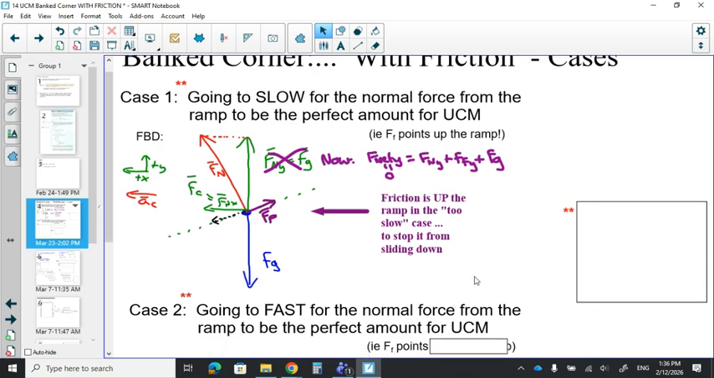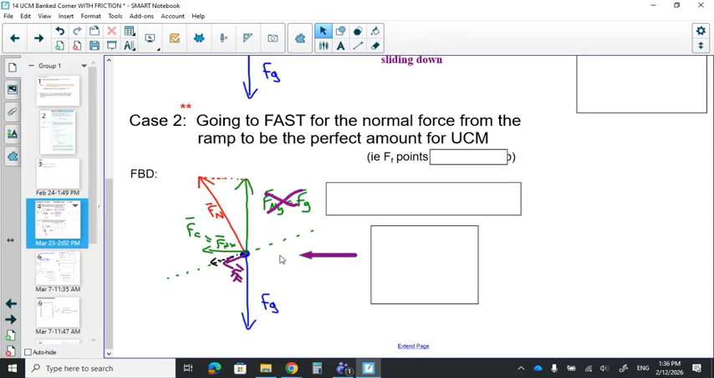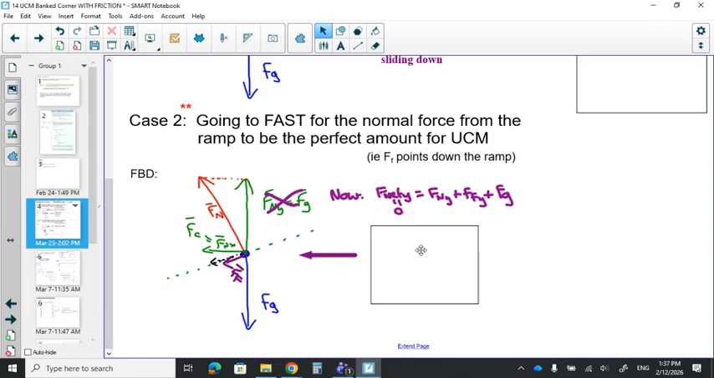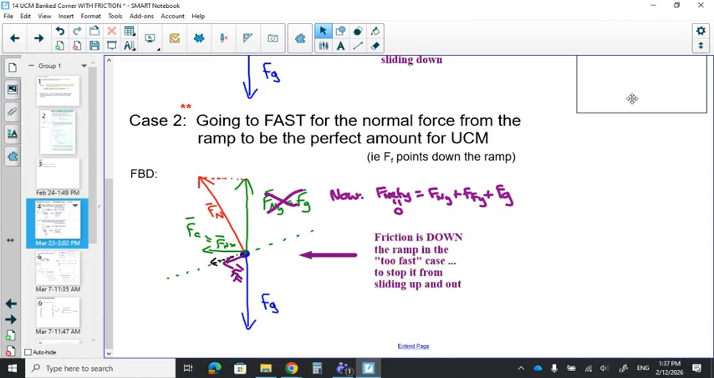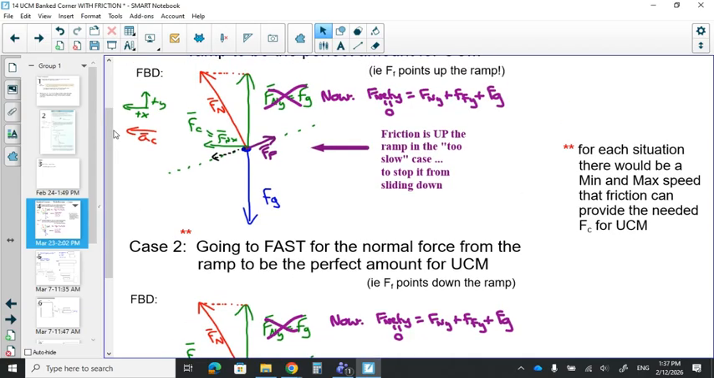In the too fast case, basically all the same stuff, except the friction is going to be going the other way. Okay? So the friction is going to be pointing down the ramp, trying to stop it from sliding out and up the ramp. So very similar stuff otherwise. This guy here was what? Scan back up. For each situation, there's going to be a maximum and minimum speed that you can go.